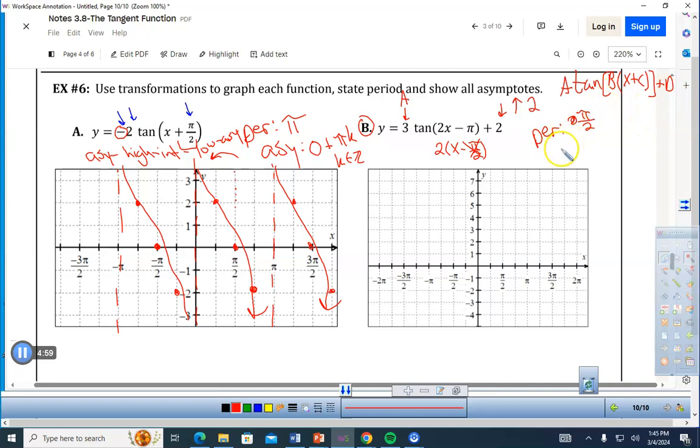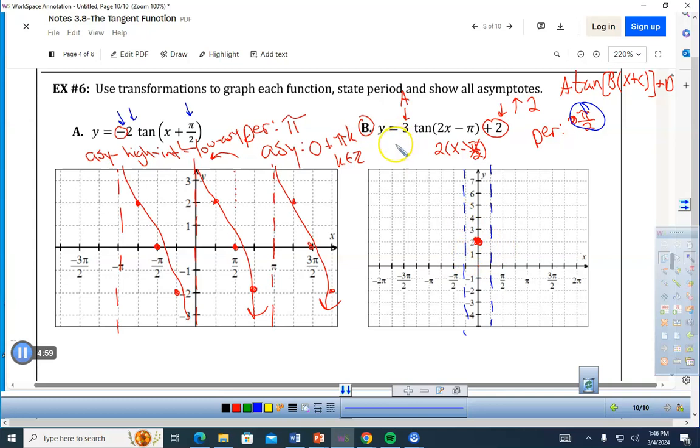All right, let's try it out. So my 0 is not going to be at 0, 0. It's going to be up 2. So I have the point 0, 2. Now, my period is pi over 2. And half of pi over 2 is pi over 4. So my asymptote is going to be at pi over 4 and negative pi over 4. So I got my period in.